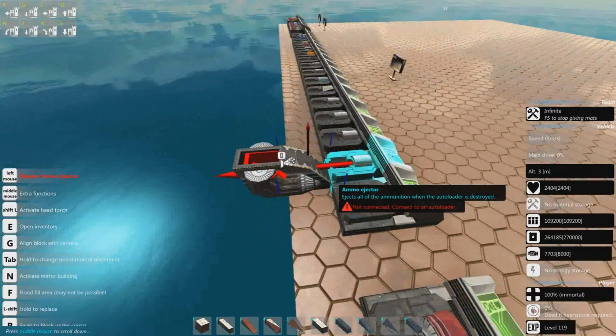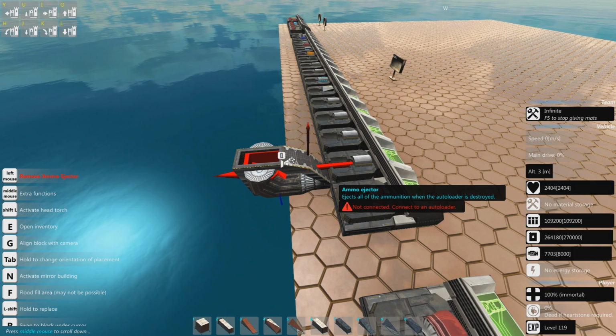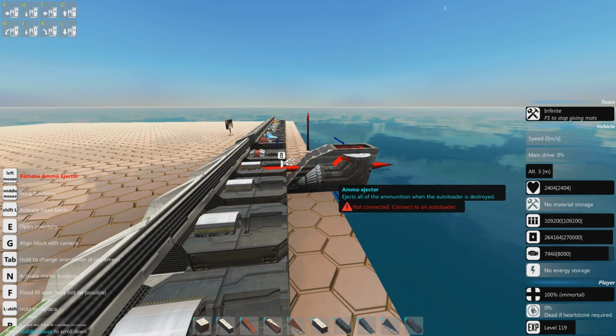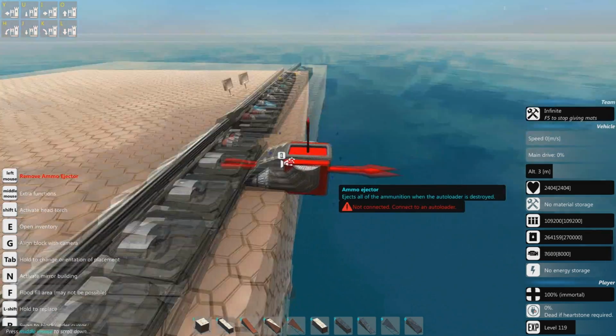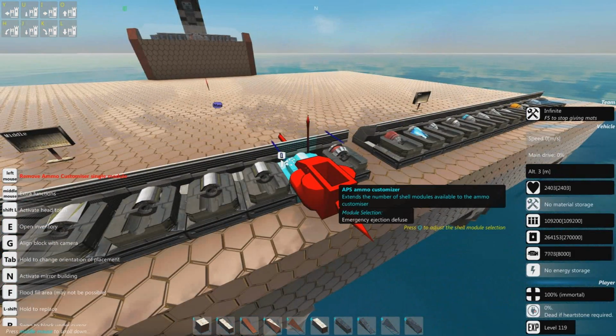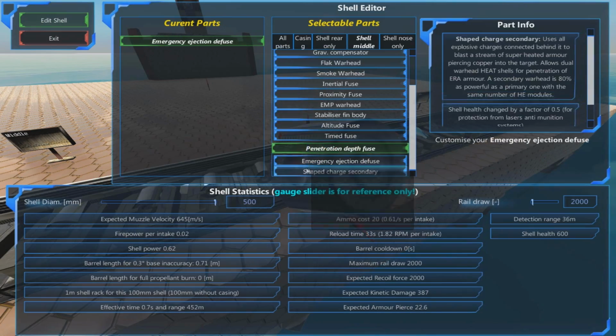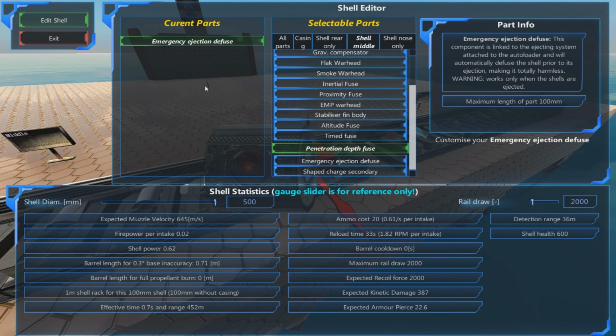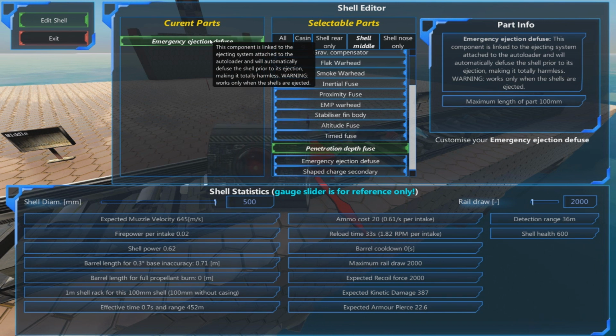This is what you stick on your autoloader, and if the ammo ejector, or the autoloader itself, is destroyed, thank you to the person who reminded me that if the ejector is destroyed, it automatically ejects stuff. It spits the shells out so they don't explode and blow up your whole ship, or craft, rather. This is one of the best things you could use with that, because when the shells are ejected, they still have to go somewhere. And if that place is inside your craft still, they will blow up and the whole ejection thing would be pointless, unless they have this.